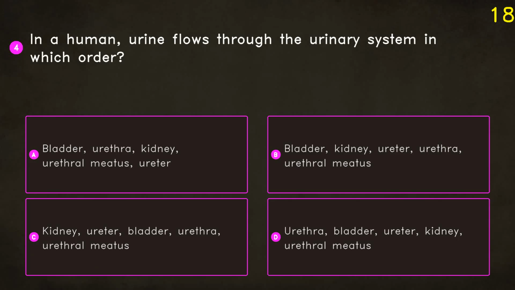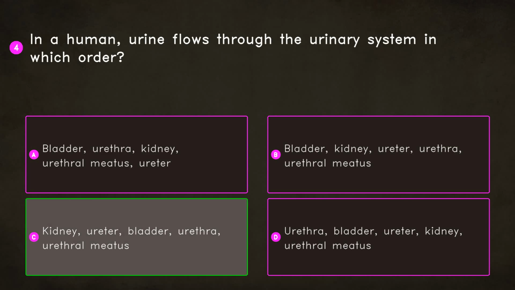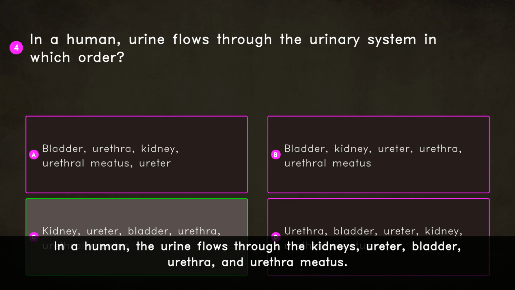Question 4. In a human, urine flows through the urinary system in which order? A. Bladder, urethra, kidney, urethral meatus, ureter. B. Bladder, kidney, ureter, urethra, urethral meatus. C. Kidney, ureter, bladder, urethra, urethral meatus. D. Urethra, bladder, ureter, kidney, urethral meatus. The correct answer is kidney, ureter, bladder, urethra, urethral meatus. In a human, the urine flows through the kidneys, ureter, bladder, urethra, and urethral meatus.